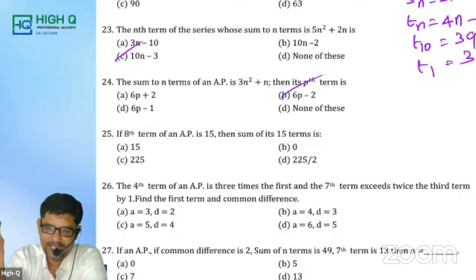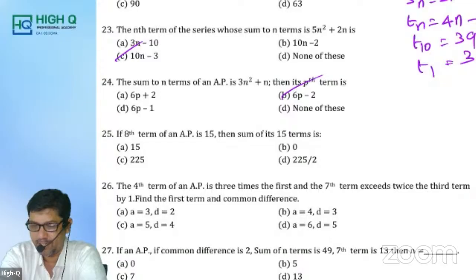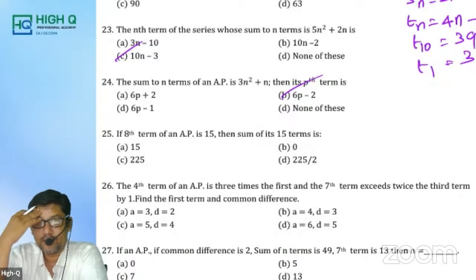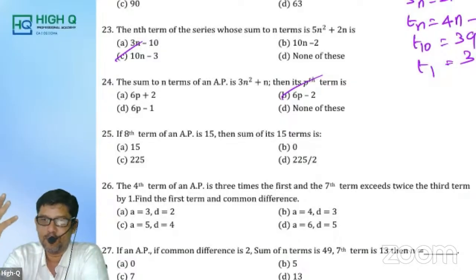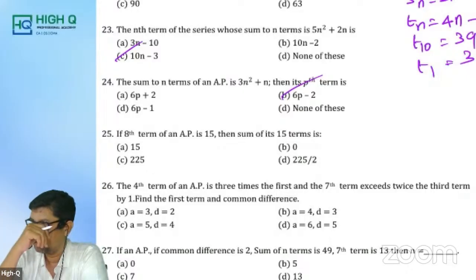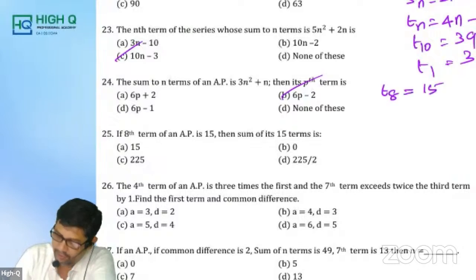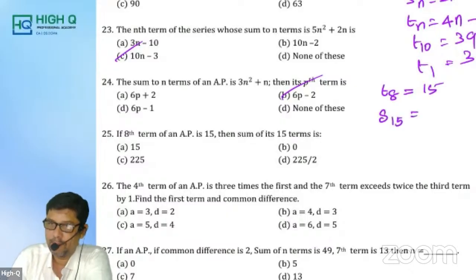Anyone can give me the direct method, the trick I told you in the classroom? See, I taught so many tricks. Okay. Now, eighth term, what is given? T8 is equal to 15. T8 is equal to 15. Am I right? And they ask you to find out the sum of 15 terms. Am I right, my dear?